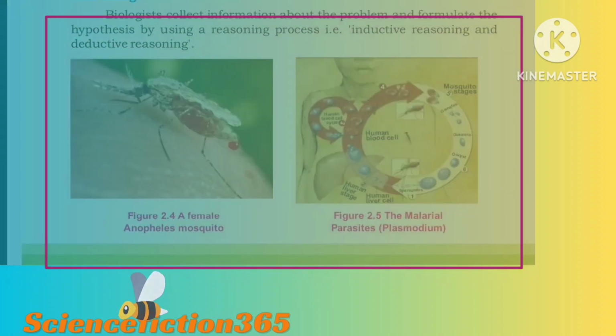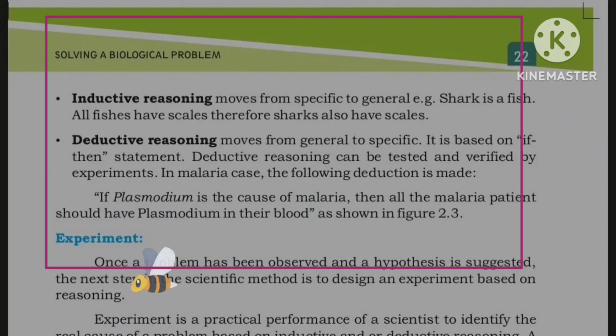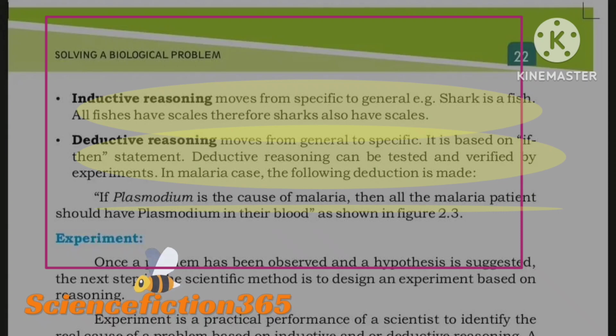In inductive reasoning, we move from a specific to a general idea. For example, a shark is a fish, and all fishes have scales, so a shark must also have scales. And in deductive reasoning, the idea moves from general to specific. For example, all birds have wings, so they fly. And a bat can also fly, so it is also a bird. So the idea moves from general to specific.